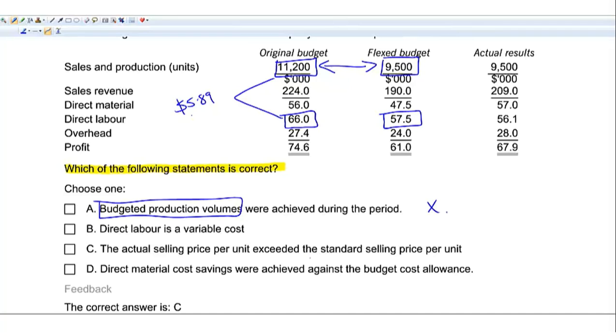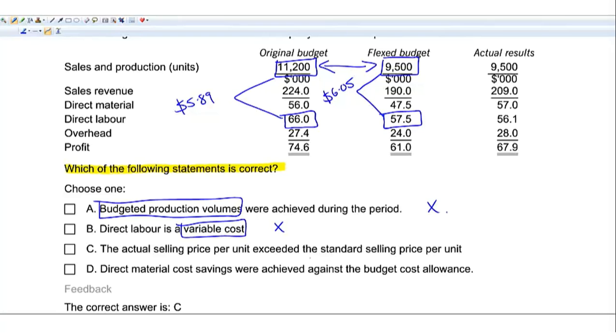Well, our costs now fall to 57,500. If we divide that by 9,500, we can see that our unit cost is not the same. It is 6.05. So direct labour is a semi-variable cost because it looks as if there's some sort of fixed cost included in there. So again, we can see that statement B is not true. Let's look at statement C.